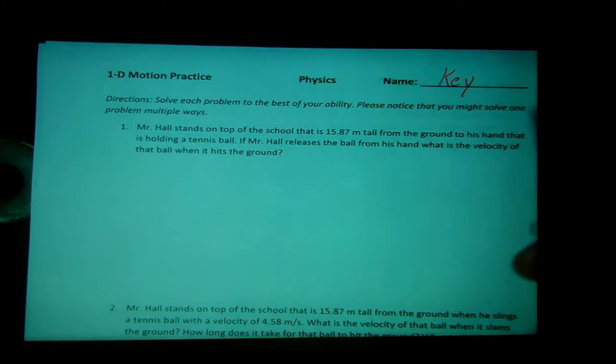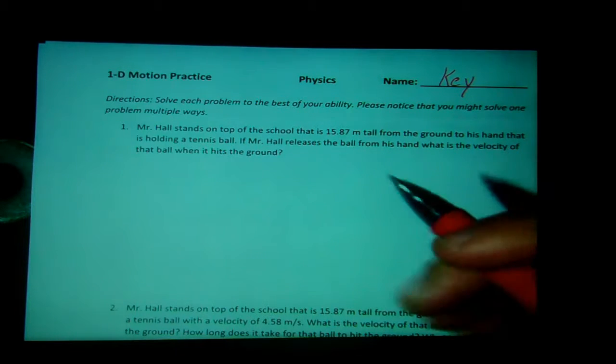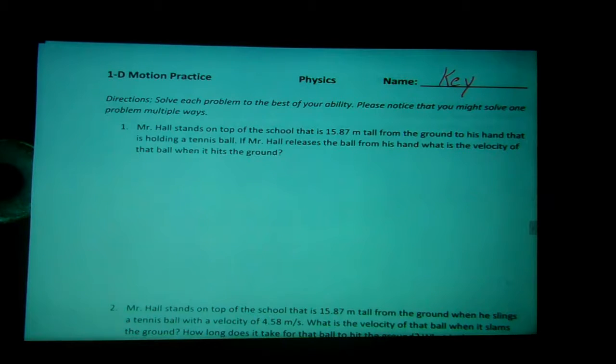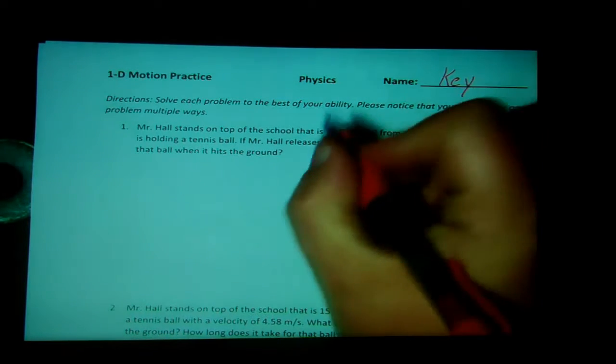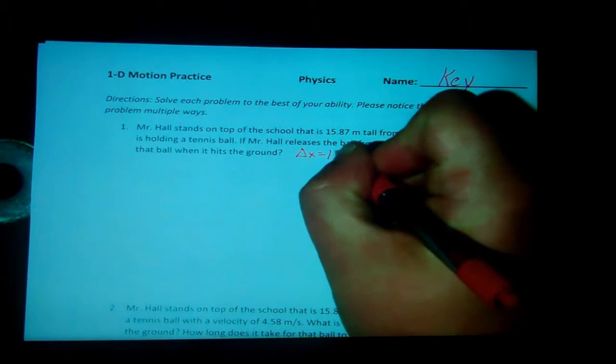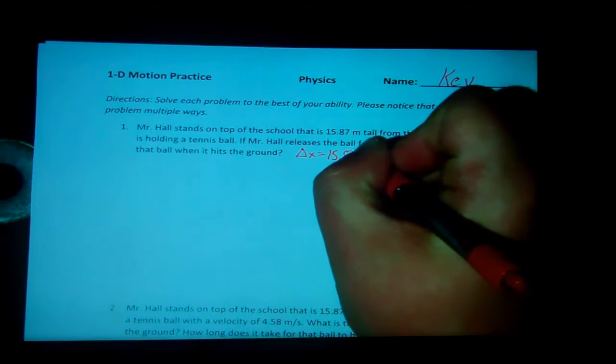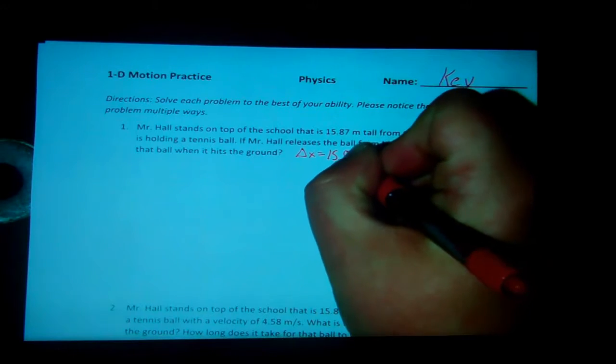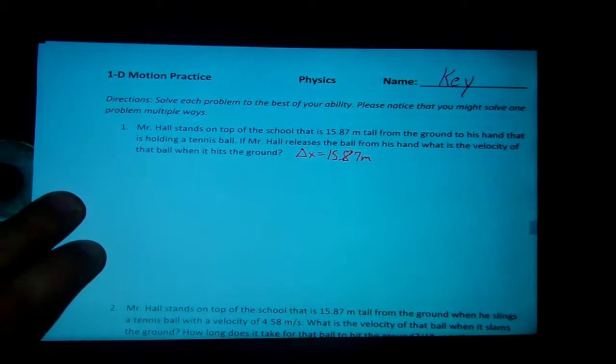If Mr. Hall releases the ball from his hand, what is the velocity of that ball when it hits the ground? This is a really good problem because you're going to have to be able to pull information from it, because literally the only thing that I'm giving you is a change in displacement, which is 15.87 meters. So from this, we've got to find some certain information.